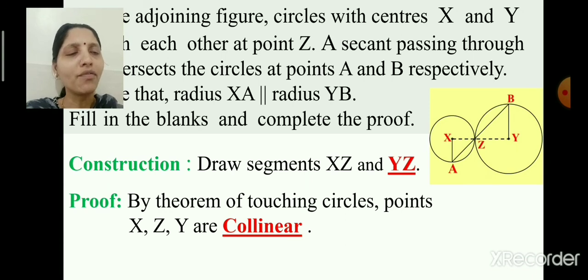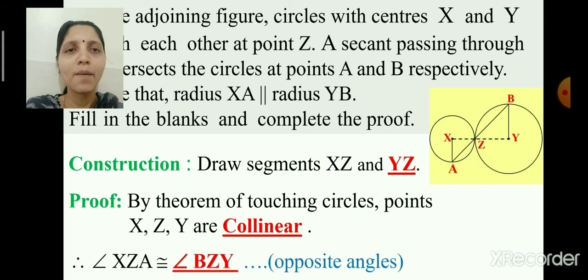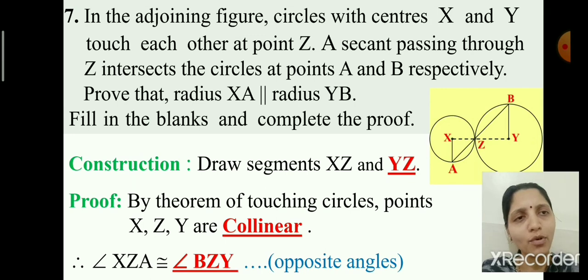By theorem of touching circles, points X, Z, Y are collinear. From the figure you can write down, so they are collinear. So this will be your second fill in the blank. Therefore, angle XZA is congruent to angle BZY. Reason you will write as opposite angles.